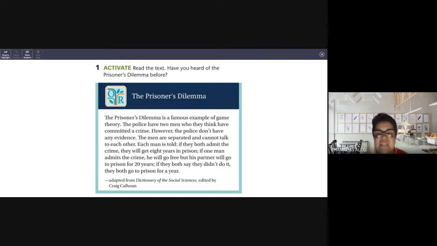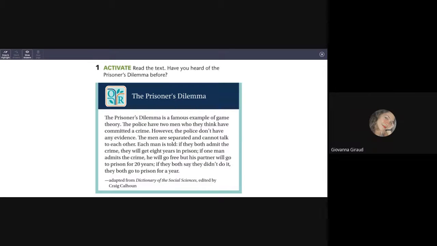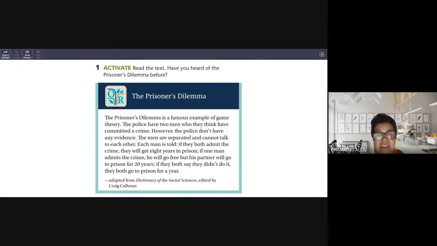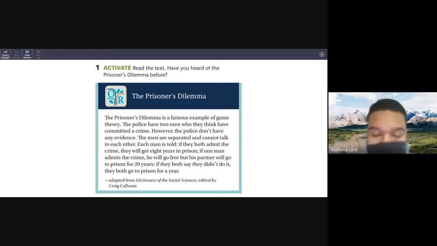You're totally innocent. And then if you say, I didn't do it, then you would have a situation. I don't understand when this says if they both say they didn't do it, they both go to prison for a year. If the police don't have evidence.